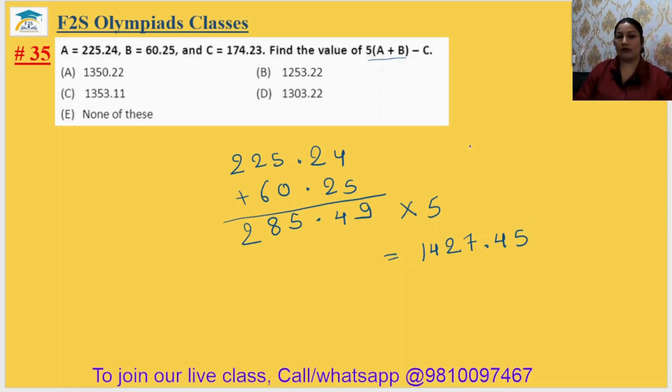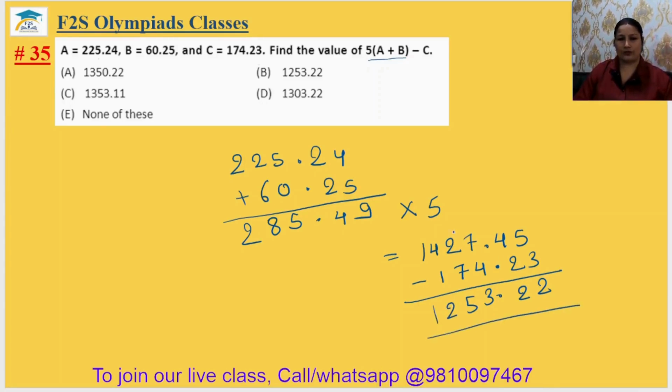1427.45. Okay, minus C, so minus C is your 174.23. 5 minus 3 2, 4 minus 2 2, 3 5 2 1 1 2 5 3 2 2. It is in the option number B. 35th answer will be option B.